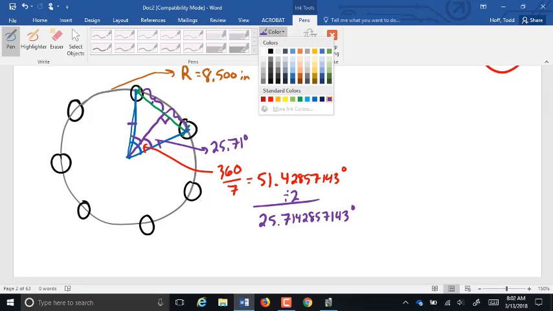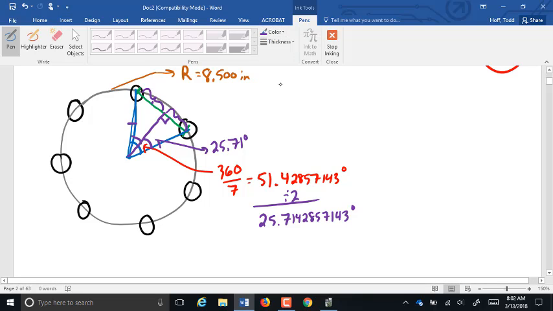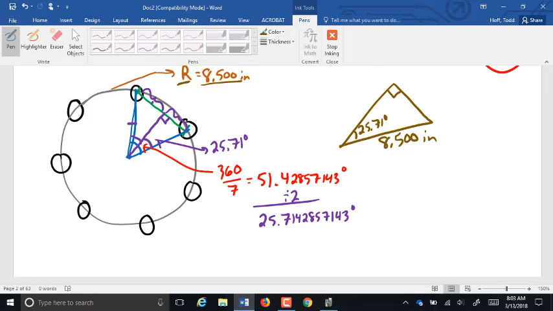So it's 25.71 degrees. And if I look at that triangle, I'm only going to take half of it. So this is the 25.71 degrees. What else do I know about it? 8.5 on the hypotenuse, yes, because that is the radius.